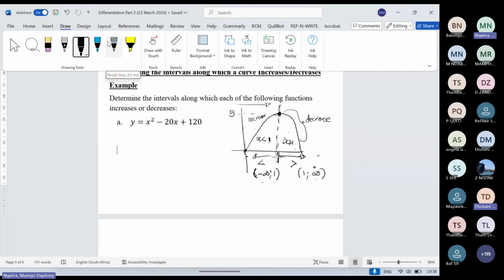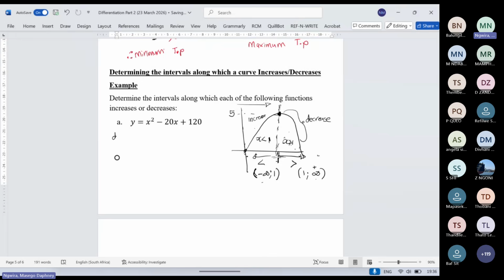So it means you must find the turning point again. So this will be the first derivative, using the same thing again. First derivative. My first derivative is going to be 2x, then 2 minus 1 is 1, then minus 20.